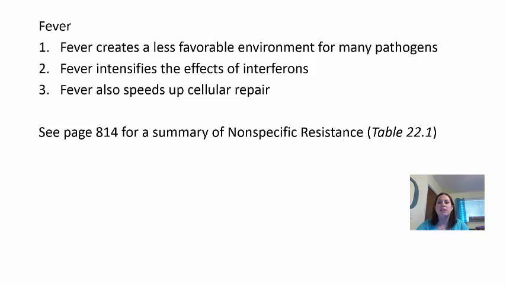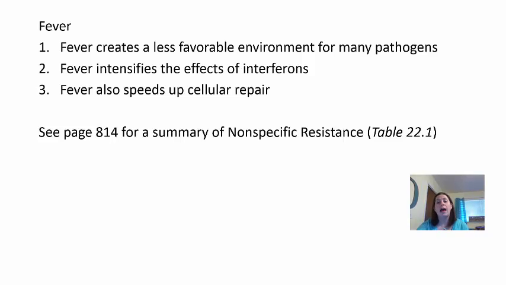Fever creates a less favorable environment for pathogens, and so heating up the area, it's like turning up the heat, makes them uncomfortable. They don't want to be there. Fever also intensifies the effects of interferon with some of those chemicals we talked about, and fever also speeds up cellular repair. The thing is, though, with fever, it is only to a certain point.